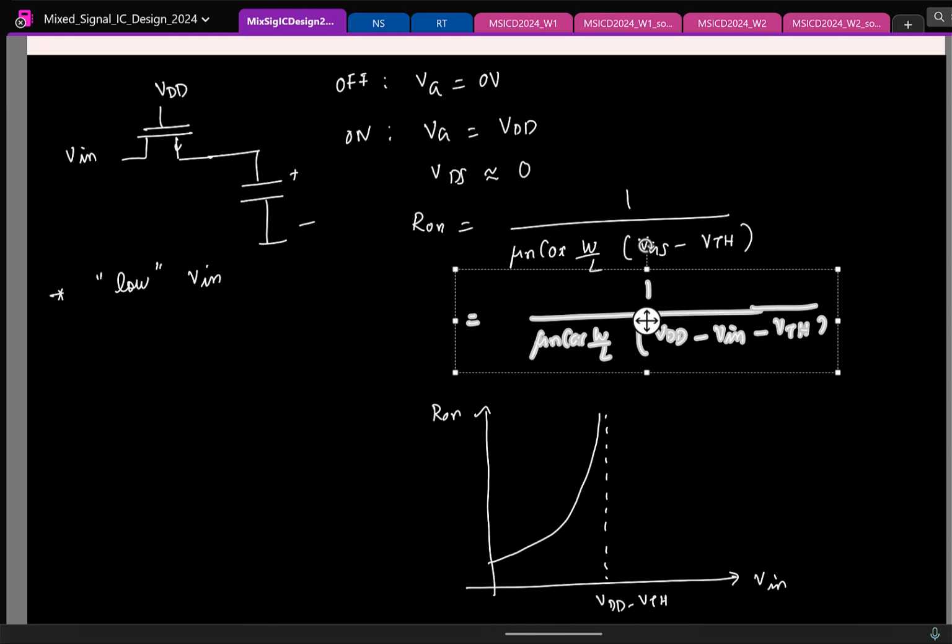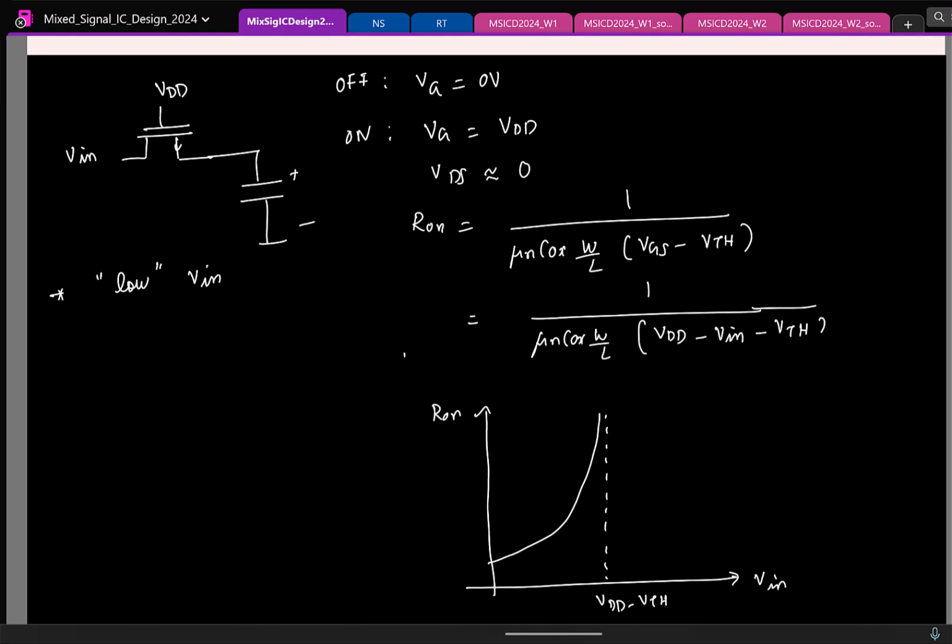If you were to control or change the on resistance, what are the parameters that are available to you? VDD, let's say it's fixed, we can't keep changing, right? Vin is not under your control. Vin is what someone will feed you, right? Only W and L, right? Mu is whatever, COX is constant. Threshold is not under your control. Even supply will be fixed for a particular supply, process. So only W and L.